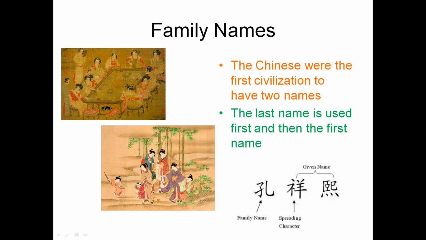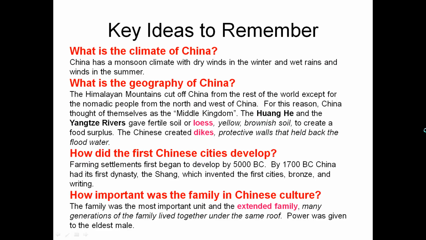Names are very interesting in China. This was the first civilization to actually use two names, such as we do in our country. However, the last name is used first, and then the first name, because the last name is the family name, and that was most important to the Chinese people.